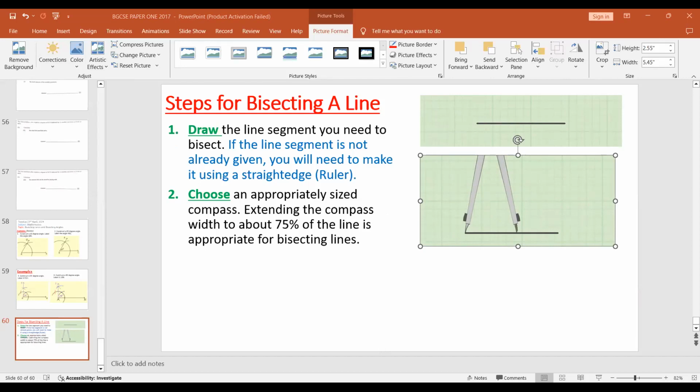China, can you read the second point for me, please? Yes, sir. Choose an appropriate size compass. Extending the compass width to about 75% of the line is appropriate for bisecting lines. Very good. The next step you want to do is position the compass on the endpoint, and then open it so that it spans a little bit more than half of the line, like we said already.